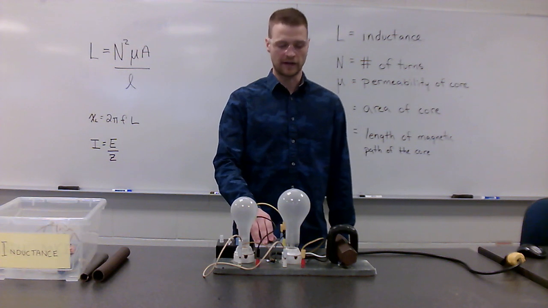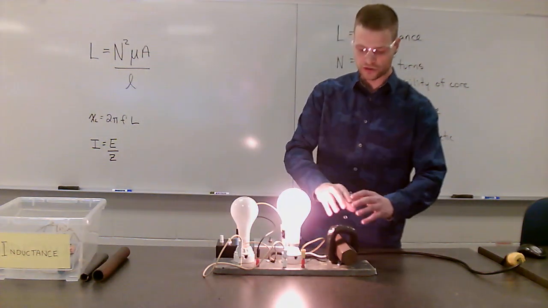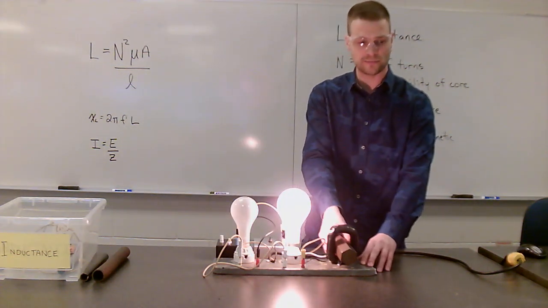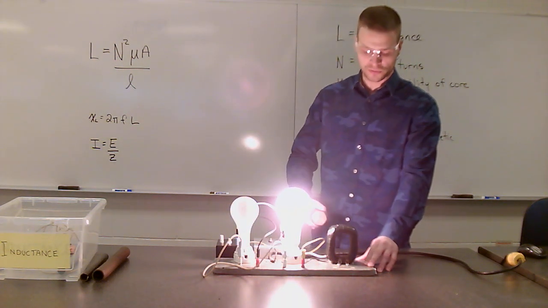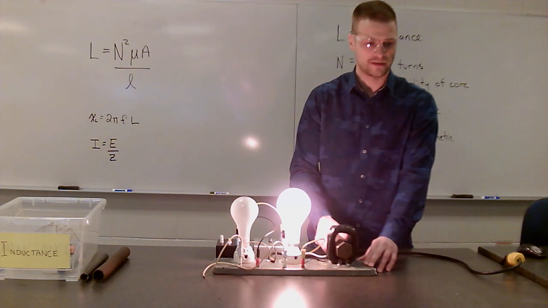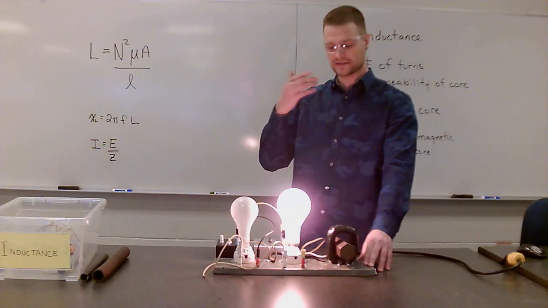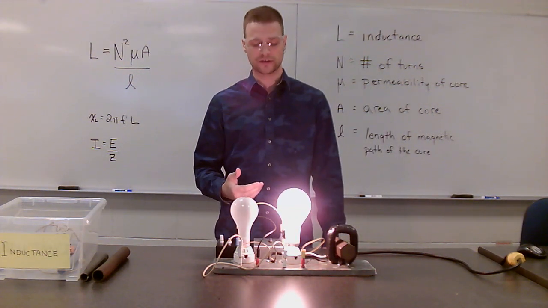You can even see the effect as I move the coil in and out. There's a huge magnetic field around here, so as I pull this out, the light is going to get bright again. And when I put the core back in, it's going to have that inductive reactance increase and slow down the current in the circuit.